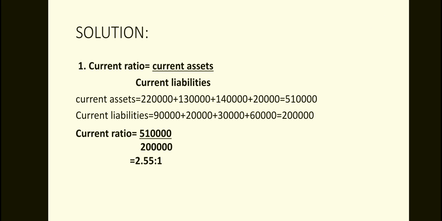Let us try to understand the value of current liabilities. We calculate current liabilities by adding 90,000 rupees plus 20,000 rupees plus 30,000 rupees plus 60,000 rupees. It amounts to 2 lakh rupees. So, total current assets is 5 lakh 10,000 rupees. Total current liabilities is 2 lakh rupees. With this information, we can easily calculate the current ratio: 5 lakh 10,000 rupees divided by 2 lakh rupees. So, it amounts to 2.55 is to 1.